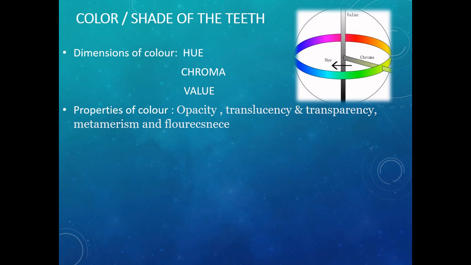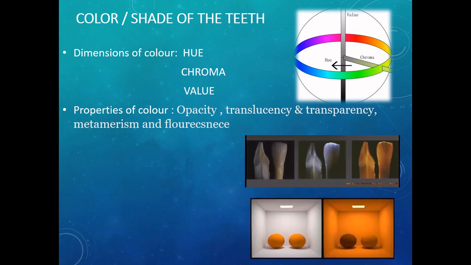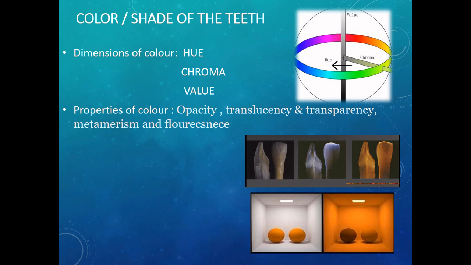Similarly, there are different properties of color like opacity, translucency and transparency, metamerism, fluorescence, etc. We have discussed in detail about these dimensions and properties of color in our smile designing presentation. So please go back to it and watch it to have a clear-cut idea about these.